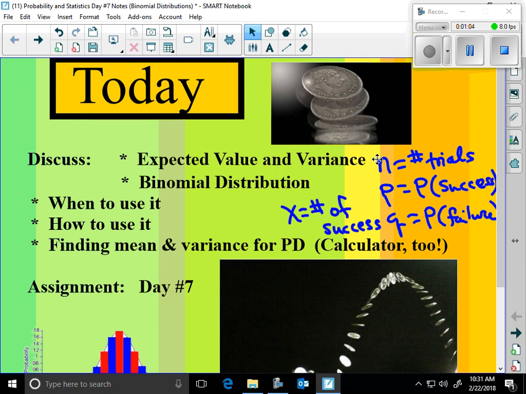Okay. So what we're going to do is we're going to find mean and variance. Mean is just expected value. Variance is going to be related to expected value.